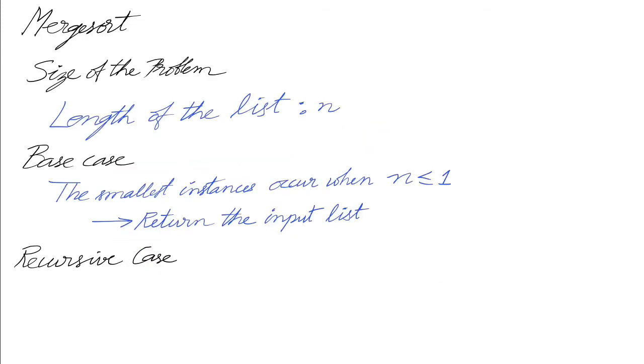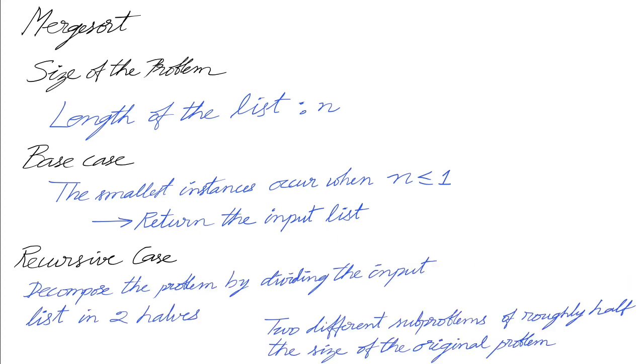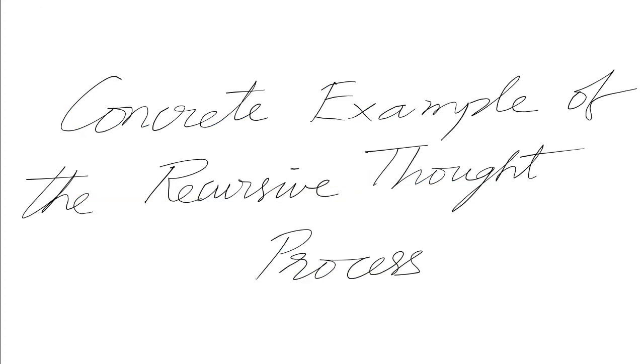What is the recursive case? We decompose the problem by dividing the input list in two halves. Two different subproblems of roughly half the size of the original problem have time complexity of O of n log n. Let's look at a concrete example of the recursive thought process.